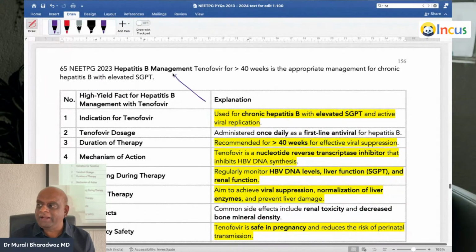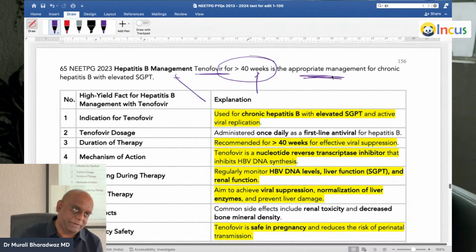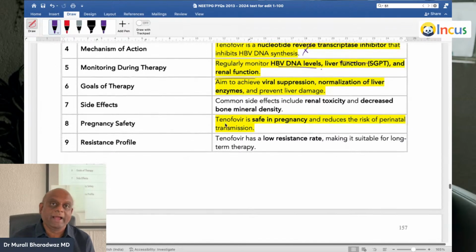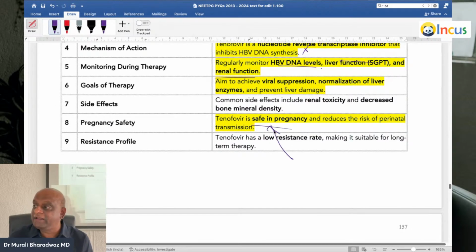Now, in hepatitis B management, tenofovir for more than 40 weeks is considered appropriate treatment of chronic hepatitis B when there are elevated SGPT levels. We need to regularly monitor HBV DNA, liver function test, and renal function test when you are giving it. And tenofovir is also safe in pregnancy.